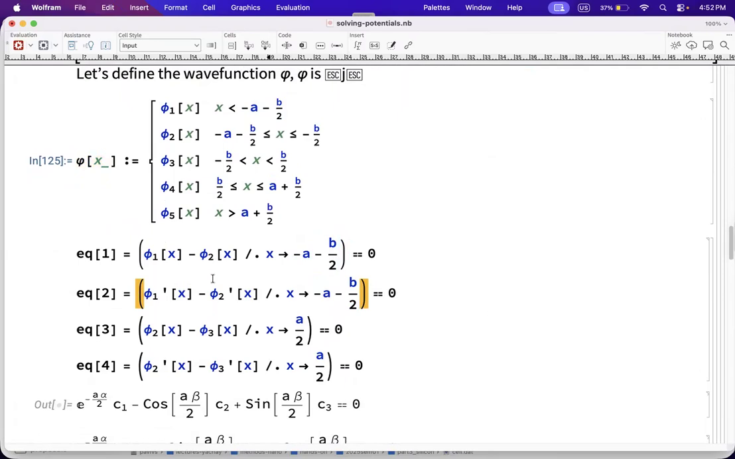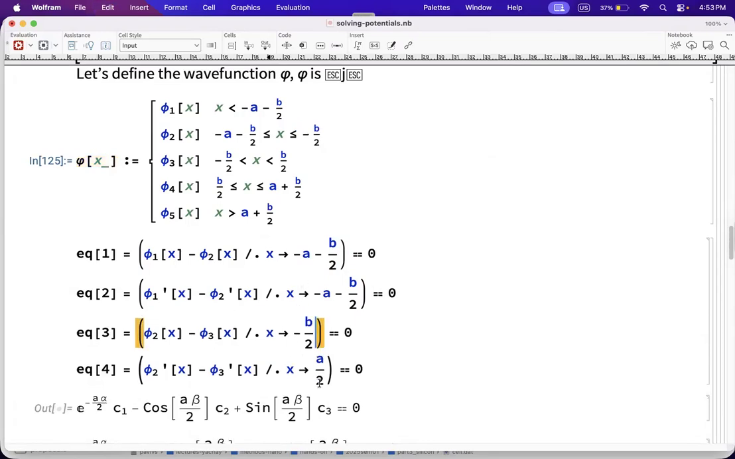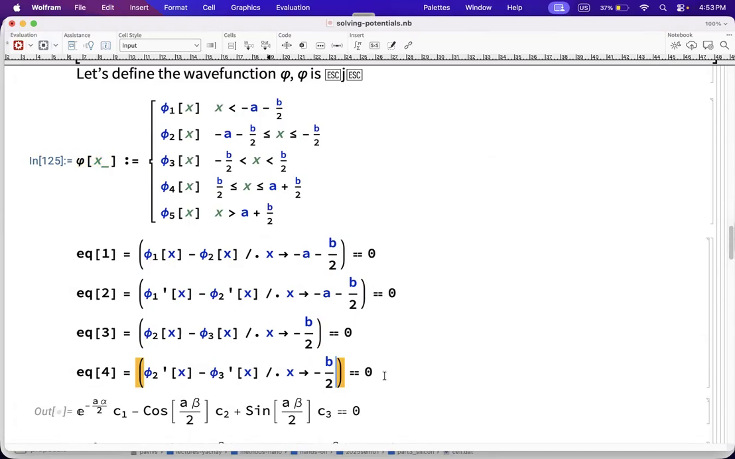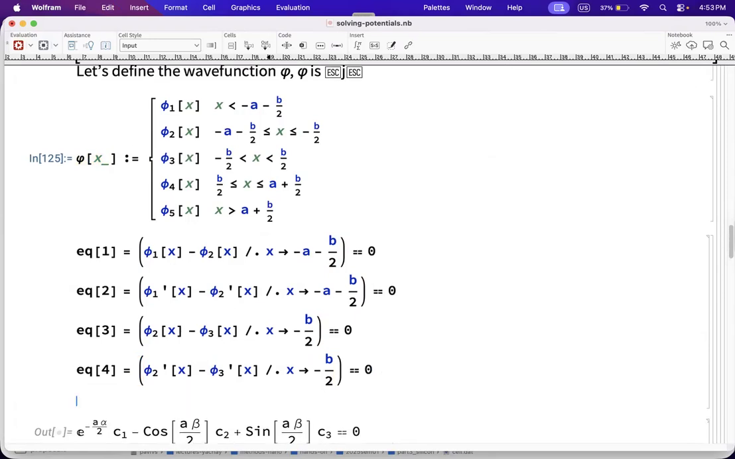Equation 1. Because in total, we are going to have 8 equations. So these equations, the first 4 equations, you have to change only the boundary conditions here. Let's go to 3. The other one was here, right? See, instead of a over 2, I put minus b over 2. B over 2. Okay. Next, equation 4.